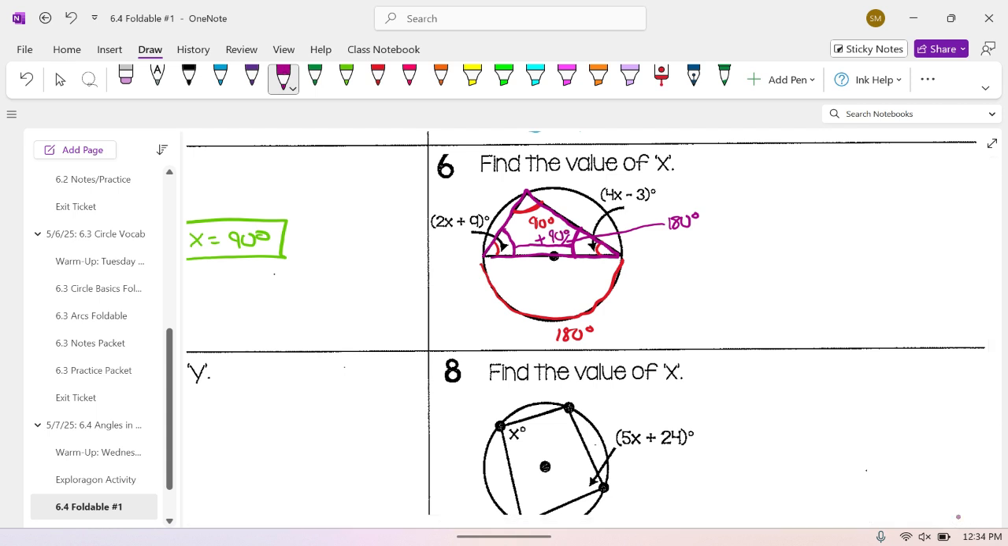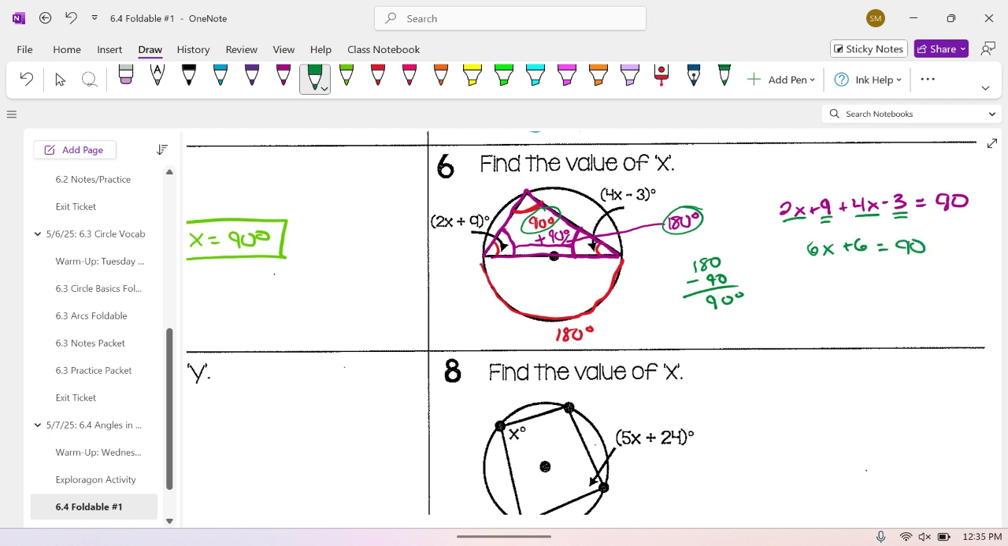So you could do 2x plus 9 plus 4x minus 3 is equal to 90. That's simply because if we subtract the 180 from one angle, that will tell us the combined measurement of the other two angles. So 180 minus 90, that's 90 degrees. So what's my first step for solving this equation? Combine like terms. So I combine my x's, combine my constants. I get 6x plus 6 is equal to 90.